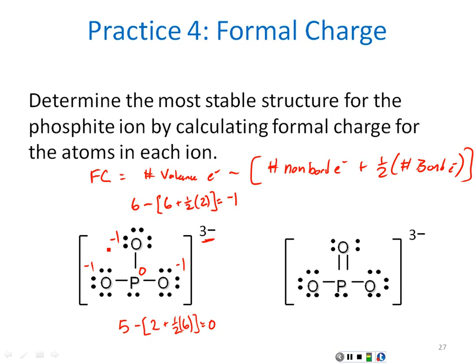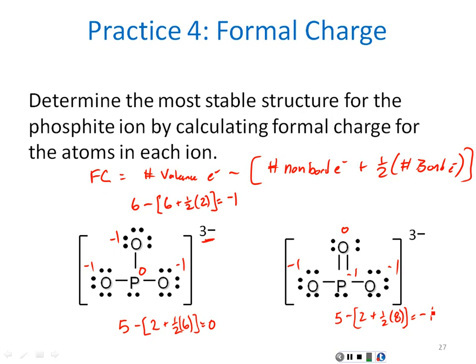Now let's look at this structure on the right. These oxygens are both -1. When oxygen has a double bond and 2 lone pairs, that's going to be a formal charge of 0. And now phosphorus has a total of 4 bonds, so its formal charge is going to be -1. And that's 5 minus the quantity of 2 plus 1/2 of 8. So that'd be 5 minus 6, and we're going to get minus 1 for that phosphorus.